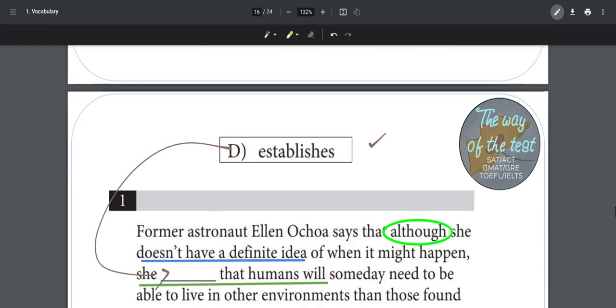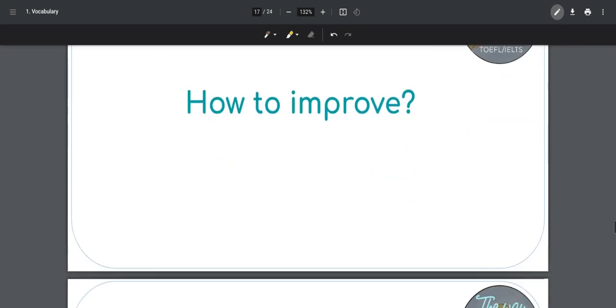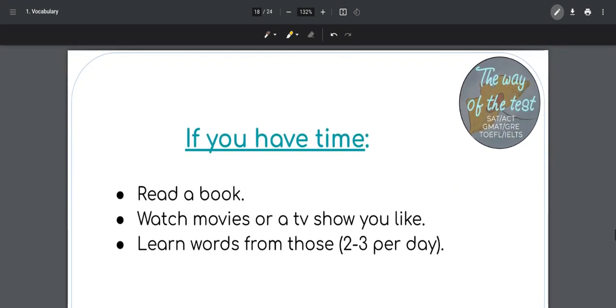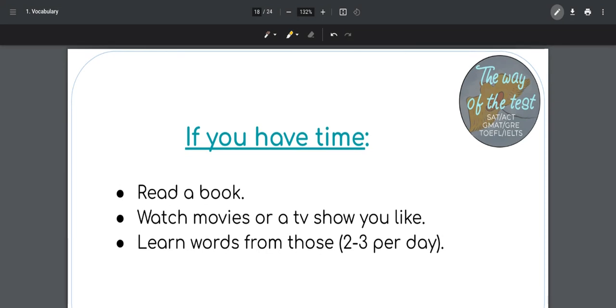Okay, so this is how we're going to do our vocabulary questions. How can we improve in vocabulary questions? Well, the best way to improve is just to have a wide vocabulary. As I said at the beginning, if you have a wide vocabulary, you're going to be fine. Now, if your vocabulary is lacking, what you're going to do is, if you have the time, meaning if your exam is in 3 months or you have all the time during the day, you don't have to study for 8 hours a day. So you study for 4 hours a day. And what do you do with the rest of your time? Well, you read a book.